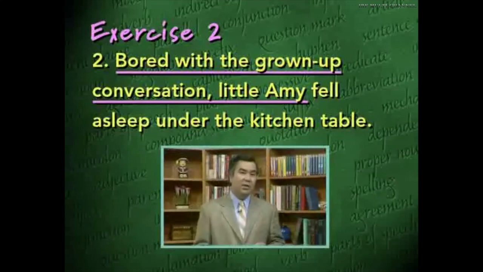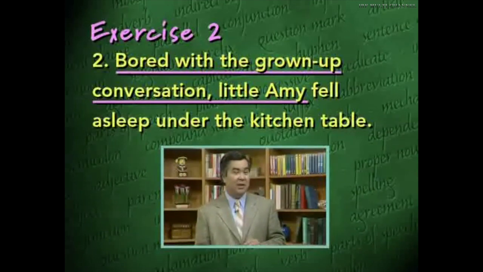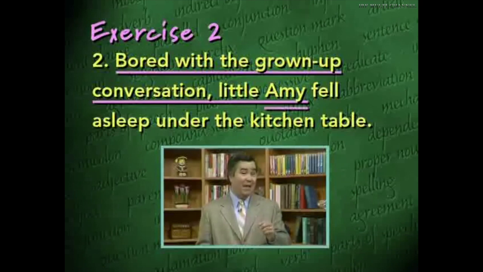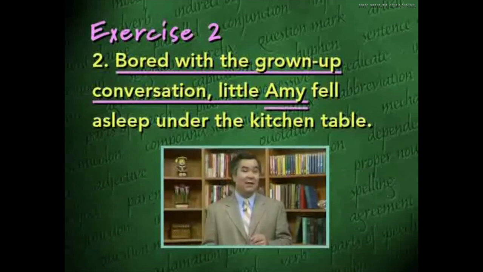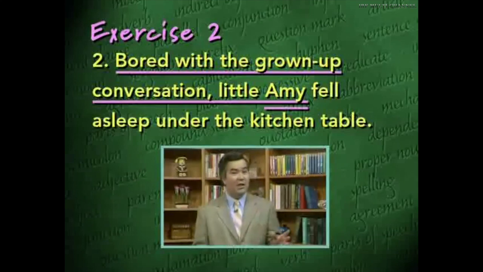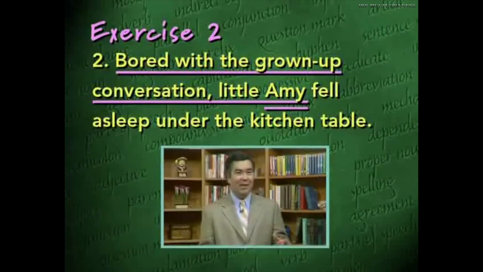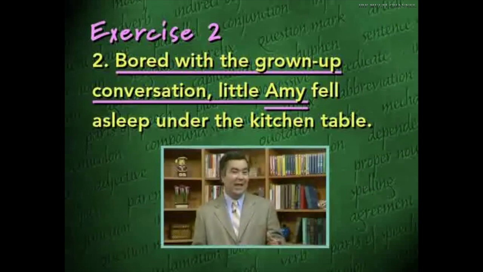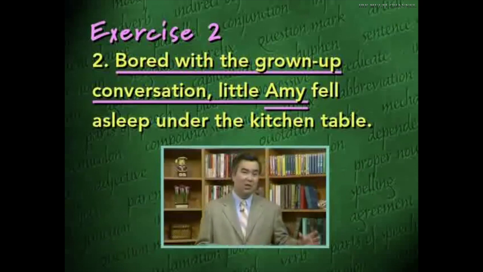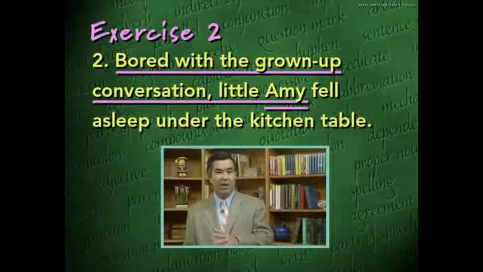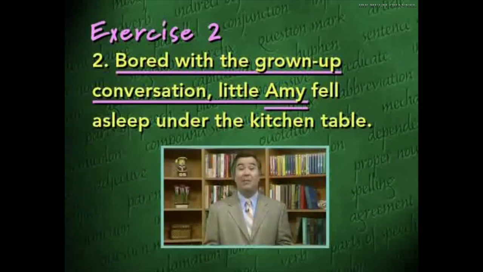What's the single most important word here? Did you identify one word as the simple subject? The answer is Amy. Amy is the simple subject. That's basically what the sentence is about. All the other words here give us more information about Amy. The other words tell us that Amy is little and that she was bored with the grown-up conversation. So all those other words give more information about the simple subject, Amy.